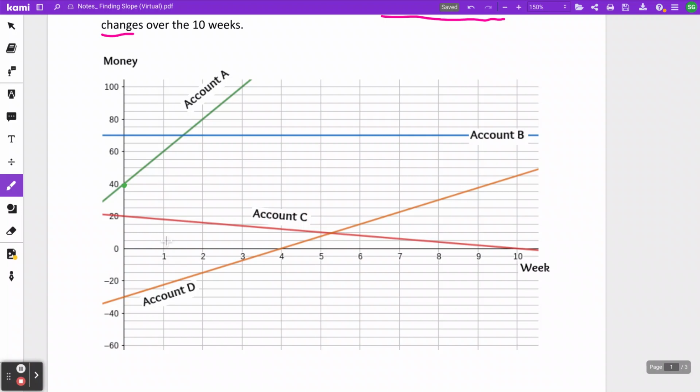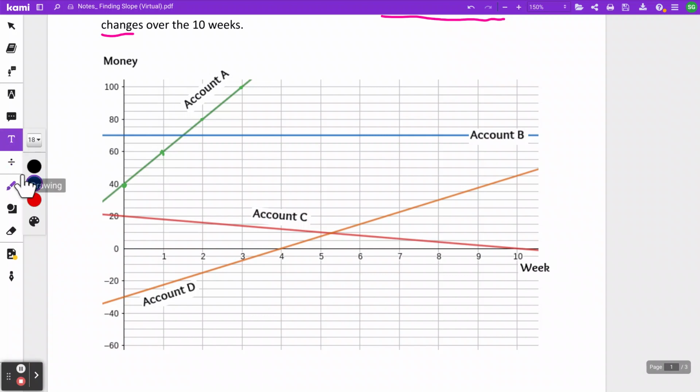At week 1, there is $60. At the end of week 2, there is $80. The end of week 3, there is $100. So listening to those numbers I've been saying, 40, 60, 80, 100, do you notice any pattern there?